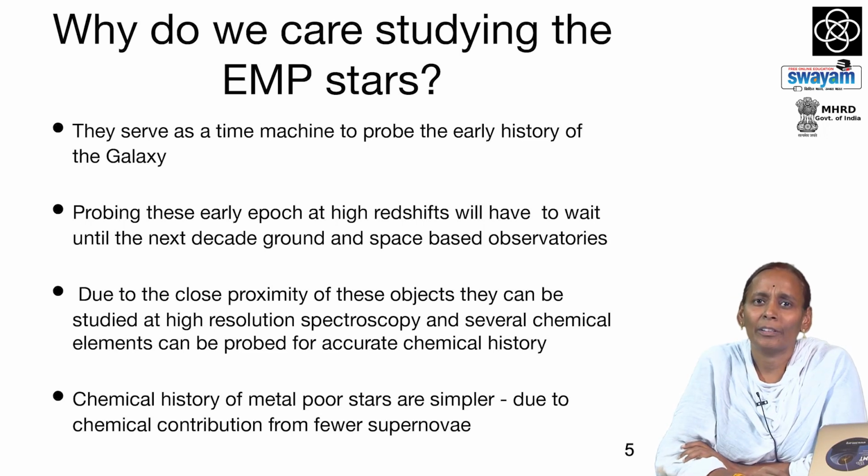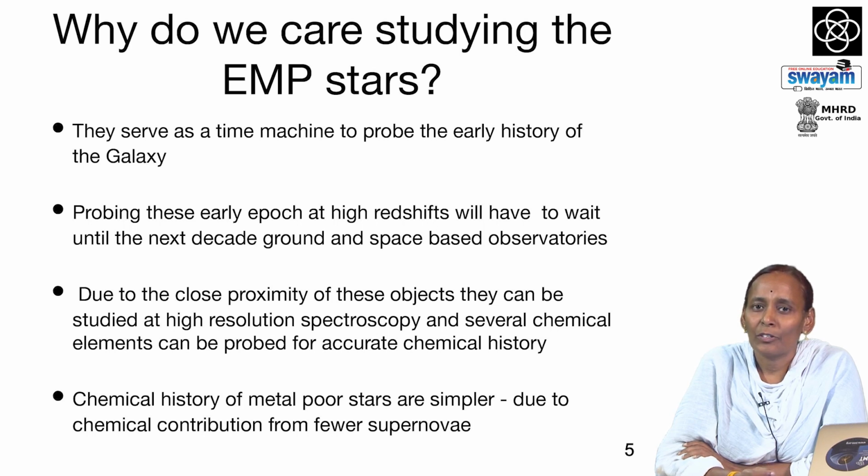And why do we care about studying these extreme metal poor, or EMP, stars? They serve as a time machine to probe the early history of the galaxy. To probe these early epochs at high redshift directly, we have to wait until the next decade of ground and space-based observatories. Due to the close proximity of these stars, we can study them in much greater detail with high resolution spectroscopy, and several key chemical elements can be studied, which is important to provide accurate information about their chemical history.